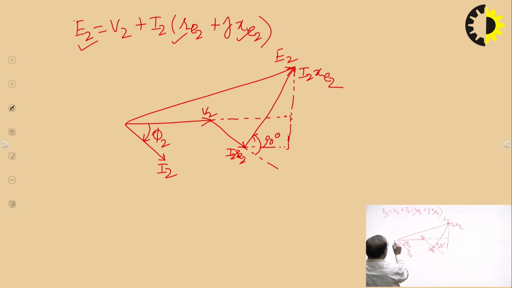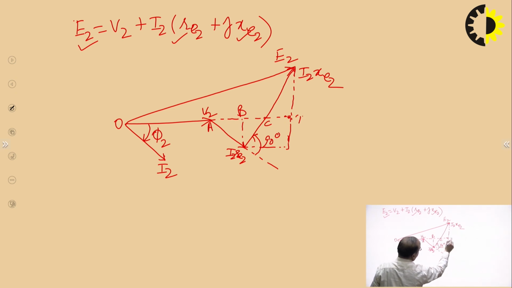Now, I mark the terminal names. Suppose this terminal is O, this is A, this I take as B. This terminal is C, this terminal is suppose D, and this terminal is suppose P, Q, and this terminal is suppose F.